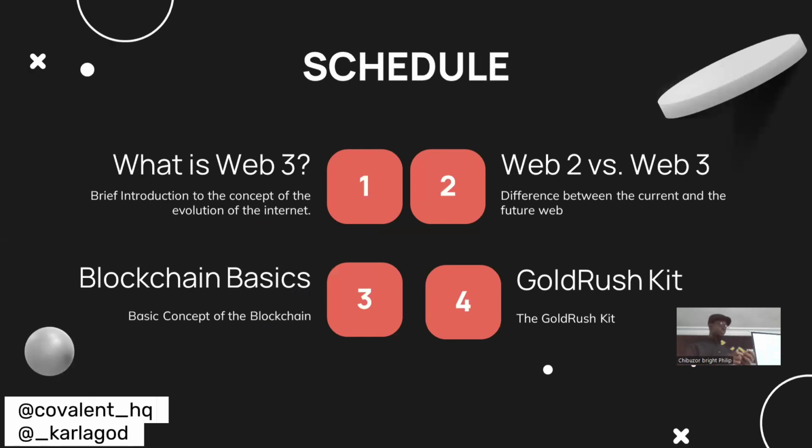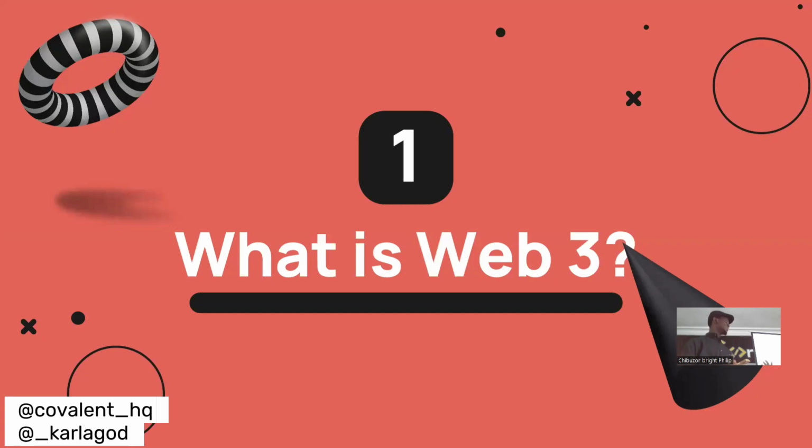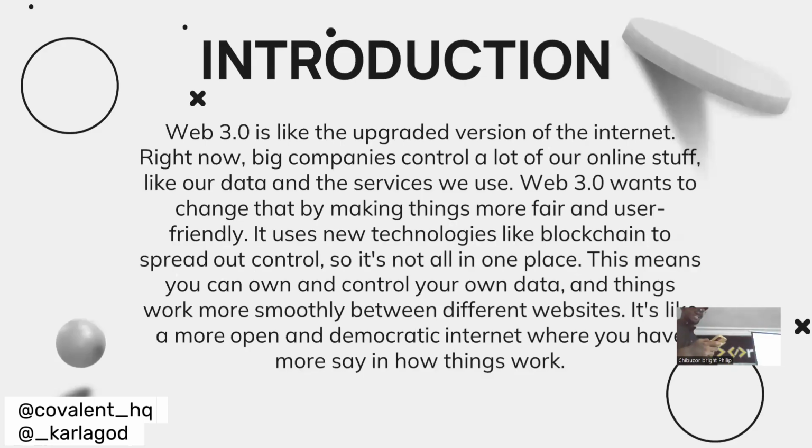So it's really like a schedule. First of all, we are going to talk about what is Web3, because I'm not just going to assume that all of us here know about Web3. And then we try to relate it to the current web, which is Web2. And then we are going to talk about the blockchain basics. And then we'll move to the GoldRush kit. So let's start with what's Web3.